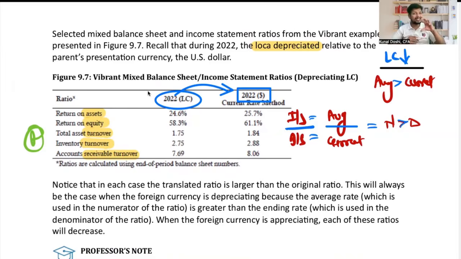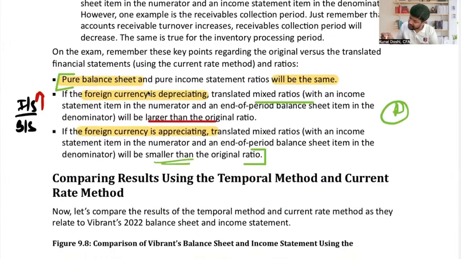So whenever the foreign currency depreciates, especially in the case of mixed ratios, see, pure balance sheet or income statement ratios are not affected. But in mixed ratios, if the foreign currency is depreciating, what will happen? The ratio, for example ROE or ROA, will be higher or lower after translation? Remember, if the foreign currency is depreciating, the ratio will be higher. If the foreign currency is appreciating, the ratio will be lower.